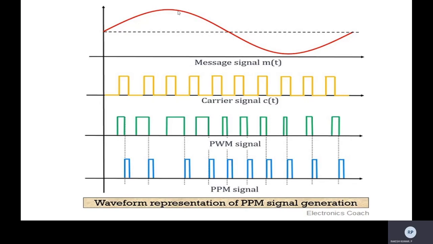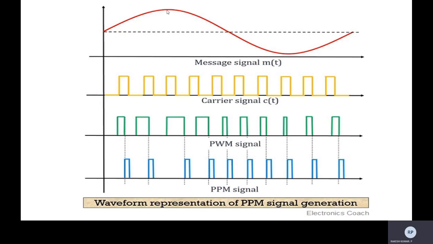From here onwards, the amplitude is decreasing. So what happened to the pulse width? The pulse width also slowly decreases. Now at this position the amplitude of the message signal is very little, that's why we have obtained a very small pulse width. Again from here onwards the message signal amplitude is increasing, so the pulse width also increases. This is the waveform we want to observe from the message signal and carrier signal.